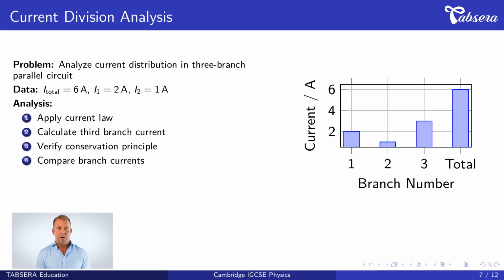Second, calculate the third branch current. Since 6 amperes total minus 2 amperes minus 1 ampere equals 3 amperes, branch 3 carries 3 amperes. Third, verify the conservation principle. 2 plus 1 plus 3 equals 6 amperes, confirming our calculation. Fourth, compare branch currents. Branch 3 carries the most current, branch 1 is intermediate, and branch 2 carries the least. The bar chart shows this distribution clearly, with each branch contributing to the total current supplied by the source.